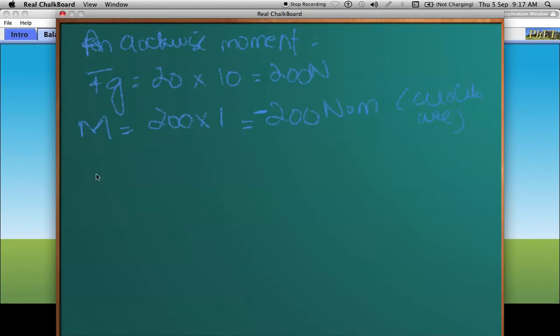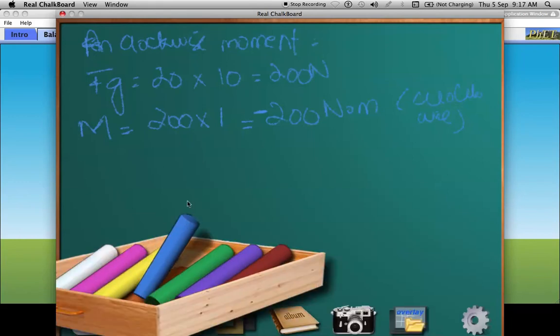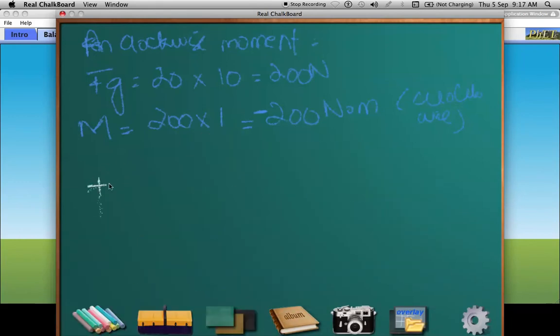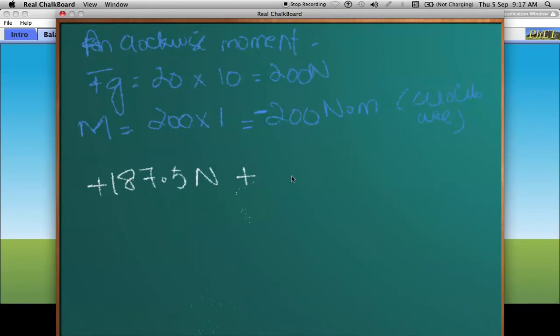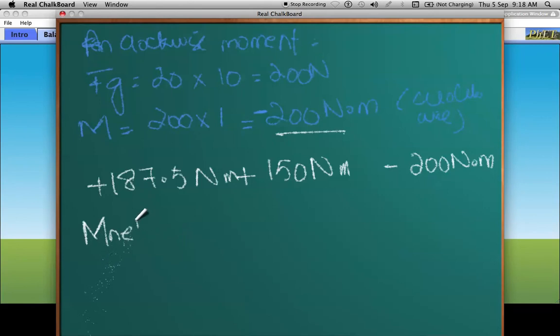Now we had three values. What were the three values? If you can remember correctly, the first one was positive 187.5 newton meters, the second one was positive 150 newton meters, and the third one was minus 200 newton meters. So the net moment, because it's not an equilibrium, has to be non-zero. The condition for equilibrium is that the net moment is zero. But if it's not an equilibrium, if it's not stable, then definitely there is a net moment.